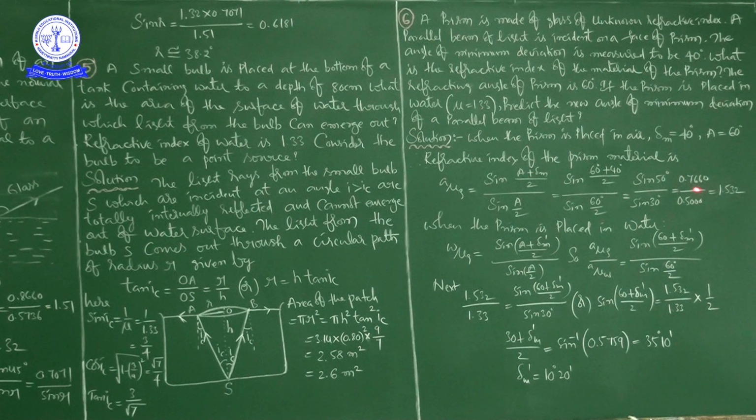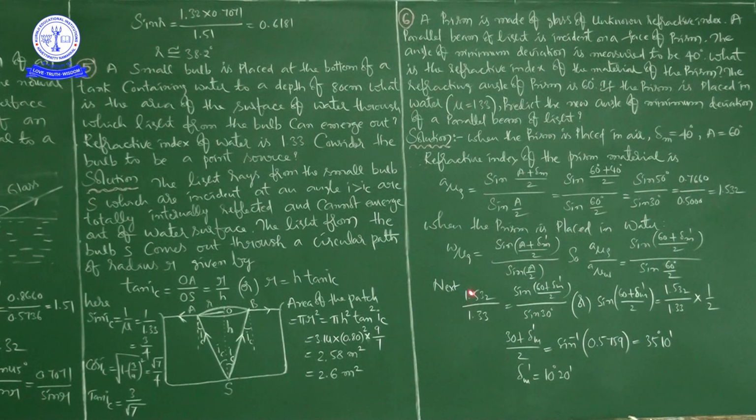Sin 50 degrees is equal to 0.7660, right? Sin 30 is equal to 0.500, you know very well, sin 30 is equal to 1 by 2, that is equal to 0.5000, right? So it will be 1.532. If you do this division mathematically, it will give you 1.532, right? So the refractive index of the prism material is 1.532, okay, right.